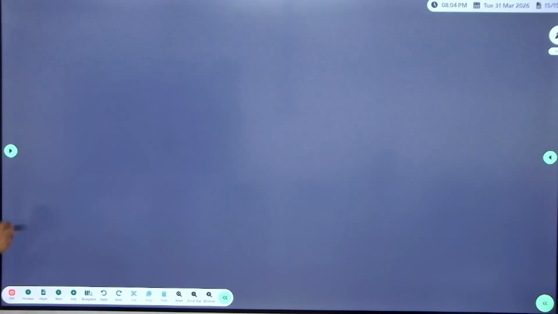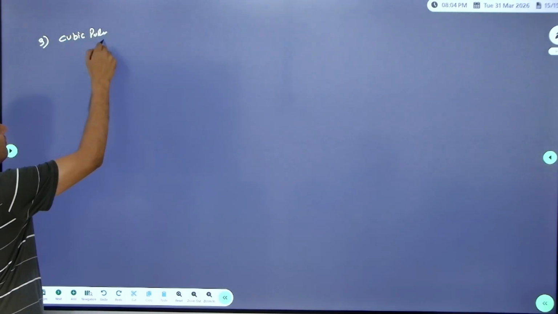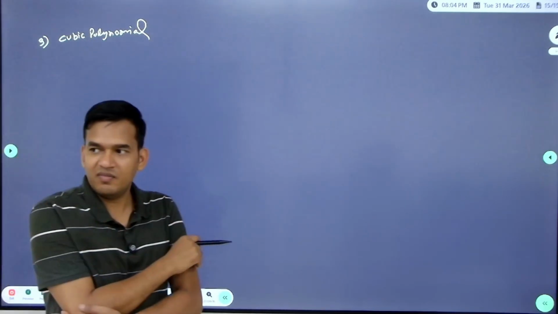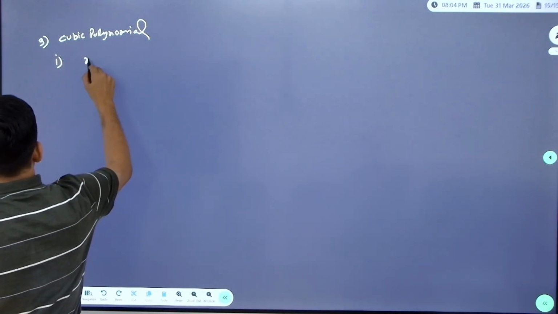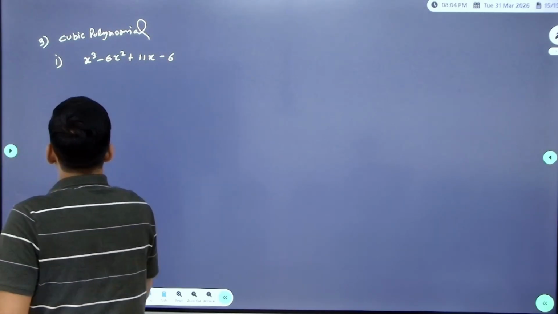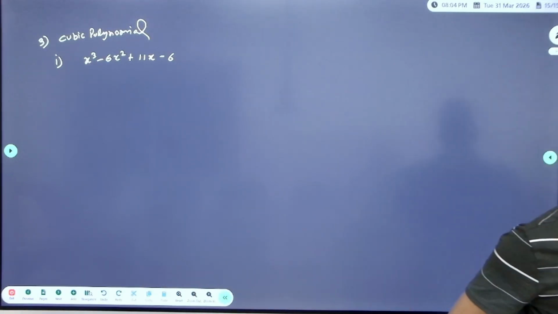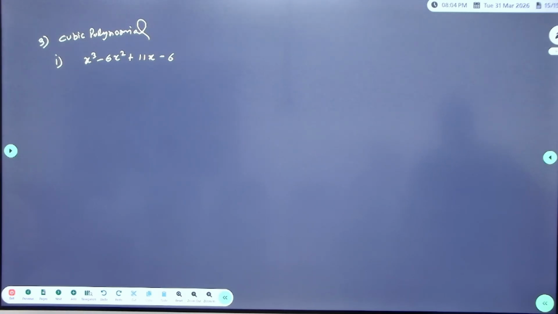Next one. Cubic polynomial. Finding zeros in a cubic polynomial. x cube minus 6x square plus 11x minus 6. Minus 1? No? Plus 1.